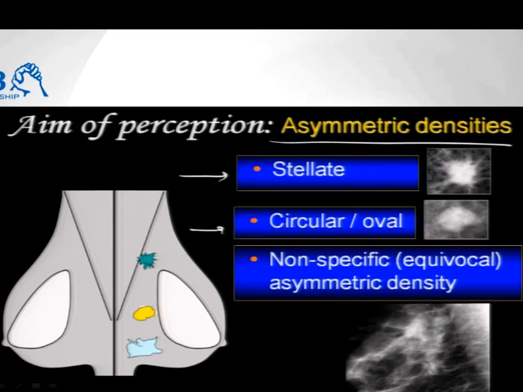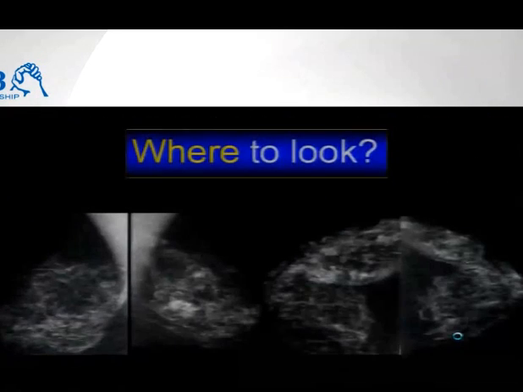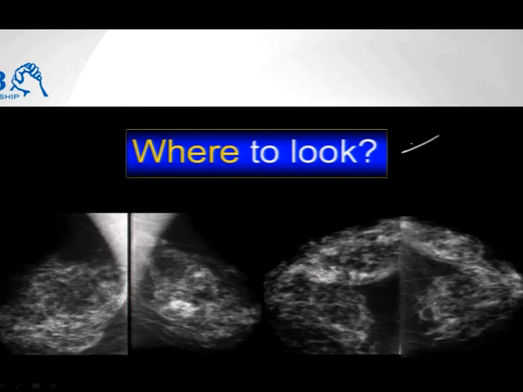So answering your first question, asymmetric densities, what am I looking for? Already stellate lesion, circular lesion, and what is very difficult is the non-specific asymmetric density. And of course calcifications, or the combination of them. Now I owe you the answer to this question.